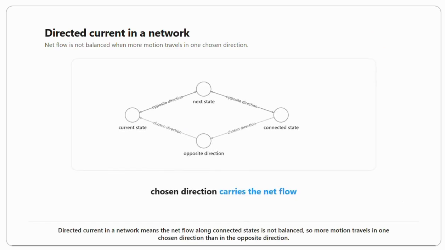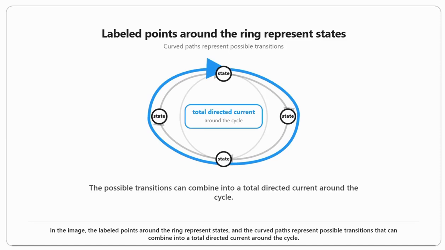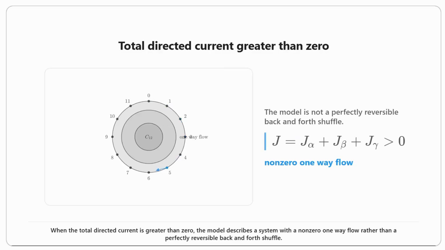Directed current in a network means the net flow along connected states is not balanced, so more motion travels in one chosen direction than in the opposite direction. In the image, the labeled points around the ring represent states, and the curved paths represent possible transitions that can combine into a total directed current around the cycle. When the total directed current is greater than zero, the model describes a system with a non-zero one-way flow rather than a perfectly reversible back-and-forth shuffle.